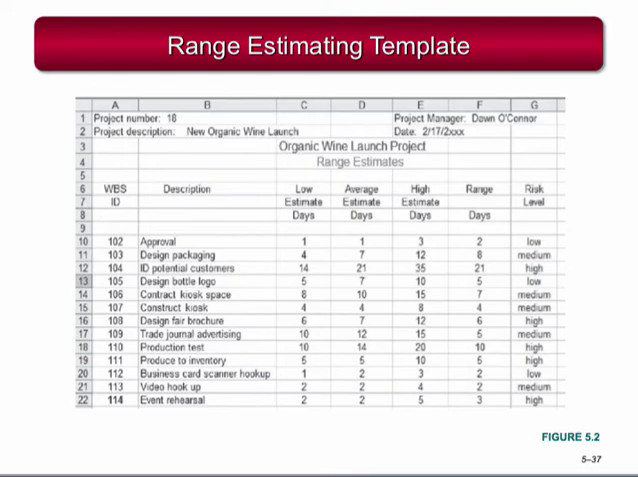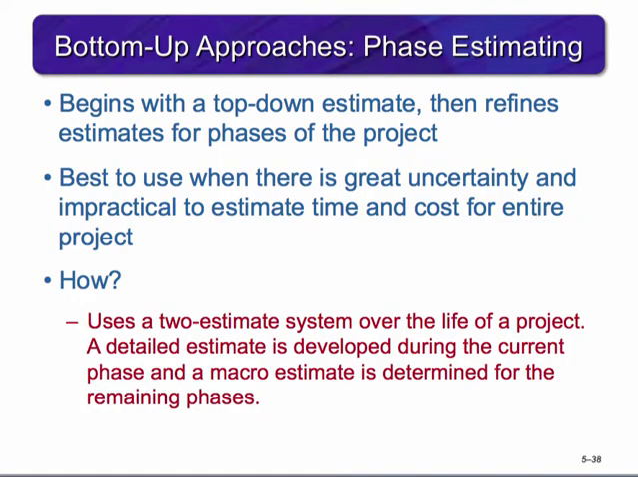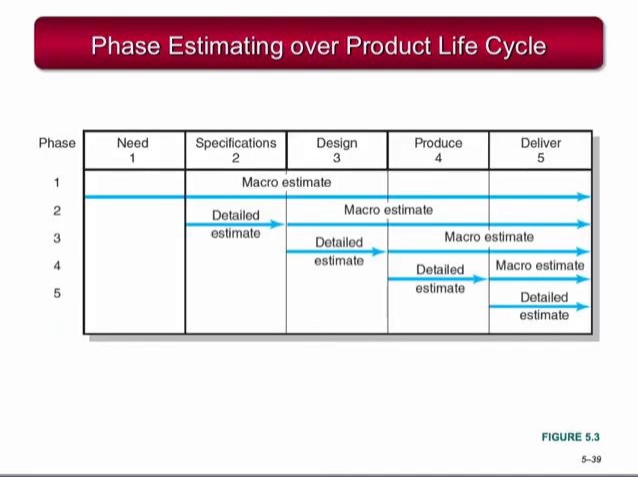The hybrid, or phase estimating approach, begins with a top-down estimate for the project and then refines estimates for phases of the project as it is implemented. This approach is used when an unusual amount of uncertainty surrounds a project and it is impractical to estimate times and costs for the entire project. Phase estimating uses a 2-estimate system over the life of the project. A detailed estimate is developed for the immediate phase and a macro or top-down estimate is made for the remaining phases of the project. Here's an example of what the phase estimate looks like over the product lifecycle.